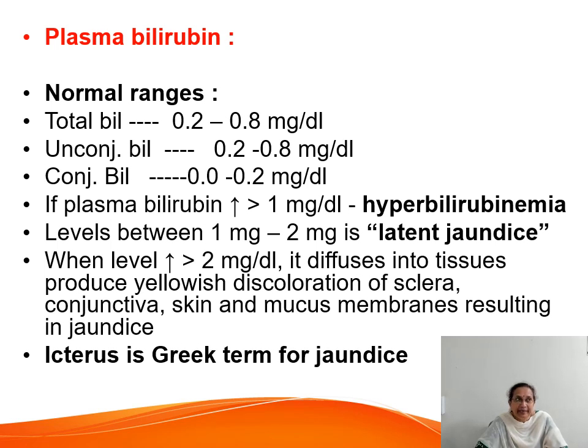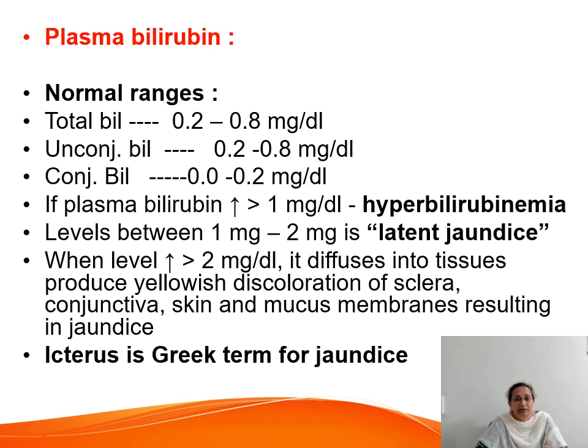If plasma bilirubin increases to more than 1 milligram per deciliter, it is called hyperbilirubinemia. Between the levels of 1 to 2 or 1 to 3 milligrams, it is called latent jaundice. Once it crosses 3 milligrams, it diffuses into the tissues, producing yellowish discoloration of the sclera, conjunctiva, skin, and mucous membrane, resulting in jaundice. Icterus is the Greek term for jaundice. The colloquial term we commonly use is jaundice.